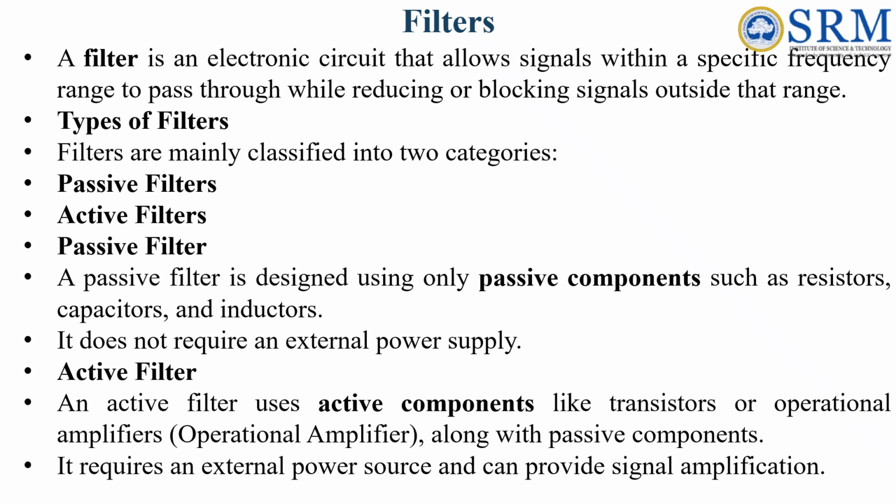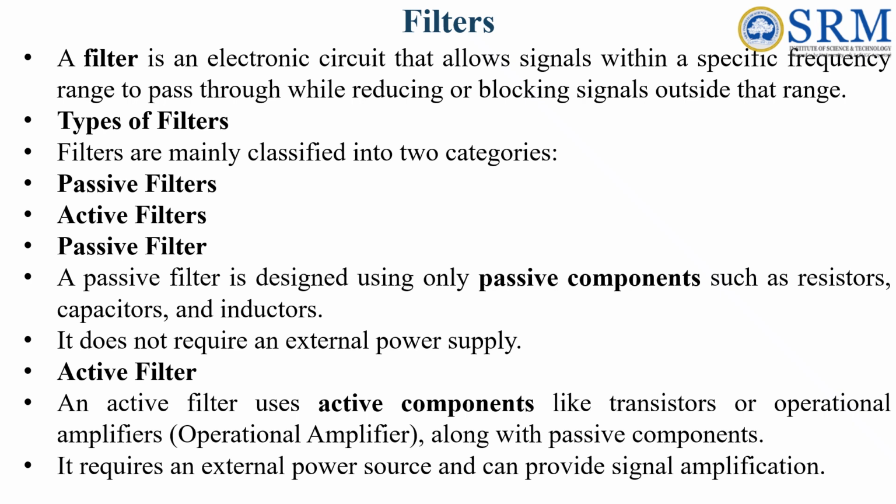Filters. A filter is used in electronic systems to control signal frequencies. It selects the desired frequency range and removes unwanted noise or interference. Passive filter. Passive filters are made using R, L, or C components. Passive filters are simple in design and low in cost. They cannot amplify the signals, they only attenuate unwanted frequencies. They are commonly used in basic electronic circuits.